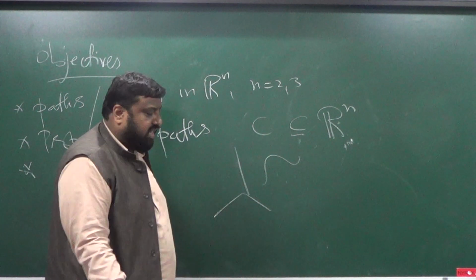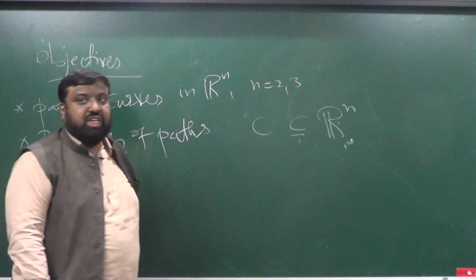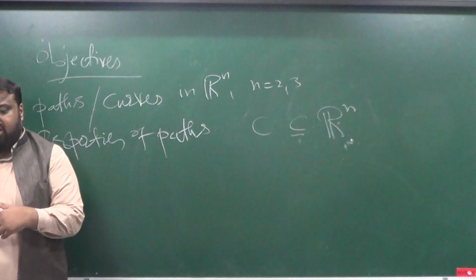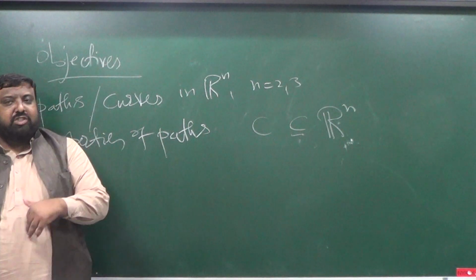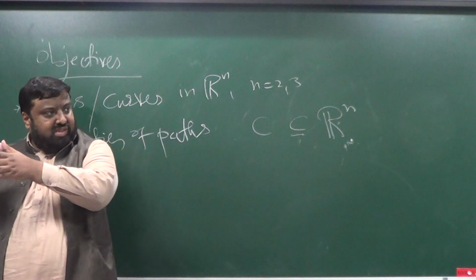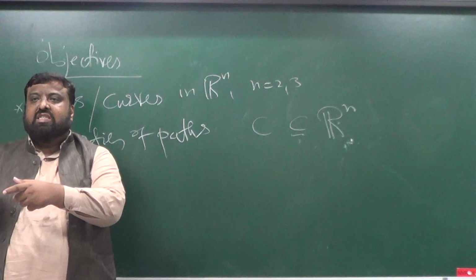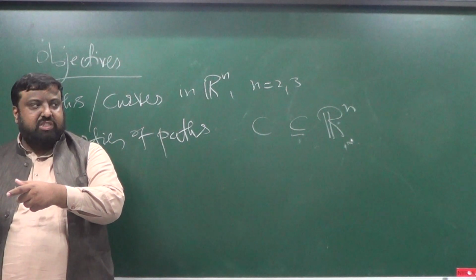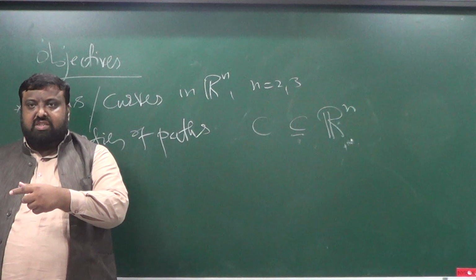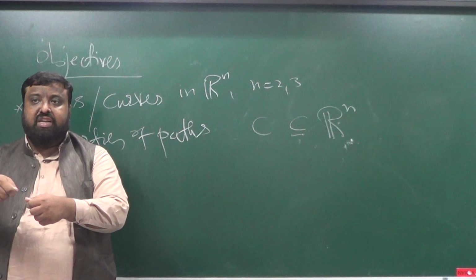Now if it is a subset of R3, we know on R3 we can define scalar fields and vector fields. So what is a scalar field? A scalar field is a map that takes a point from R3 and assigns it a scalar. And what's a vector field? It's a function that takes points from R3 and assigns them a vector.